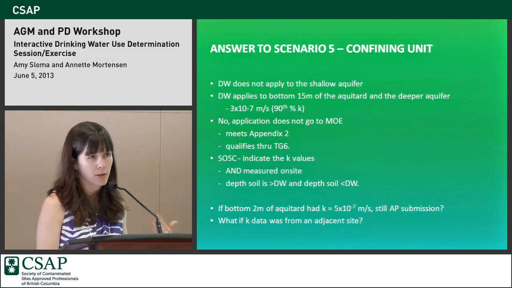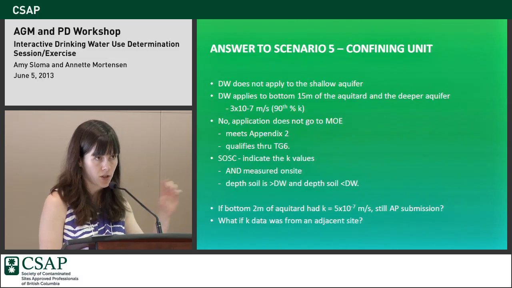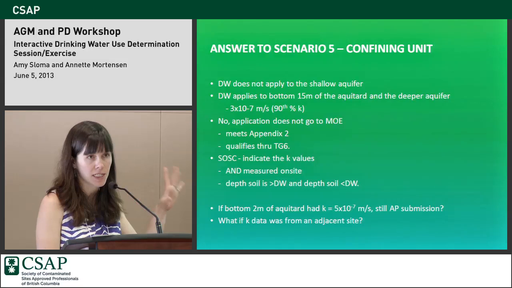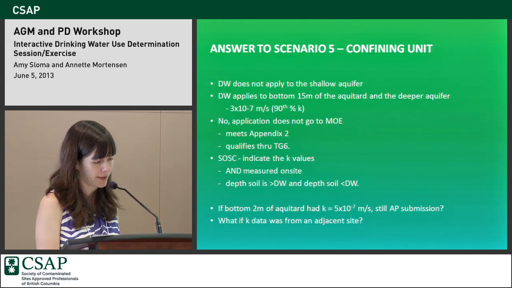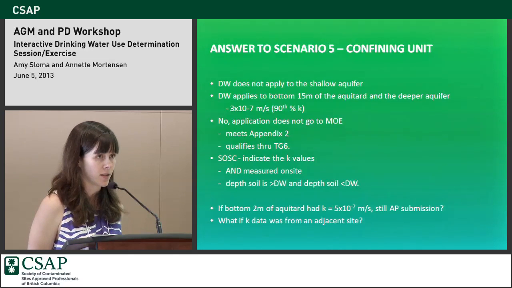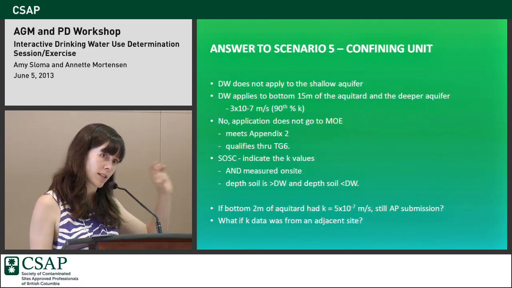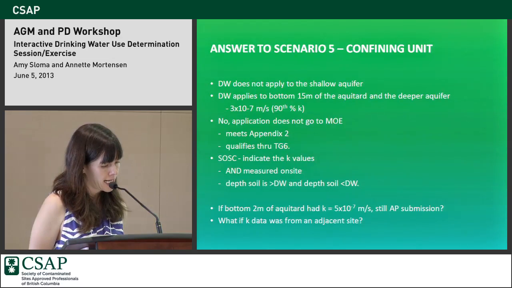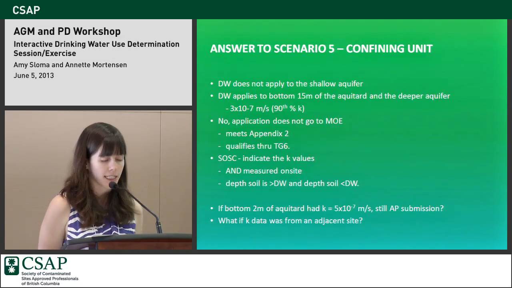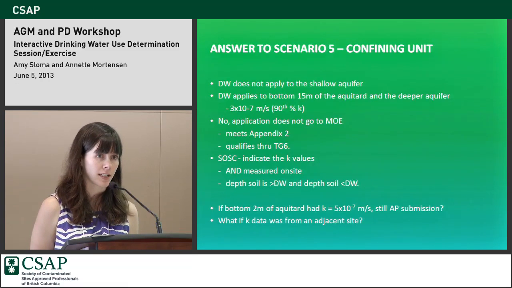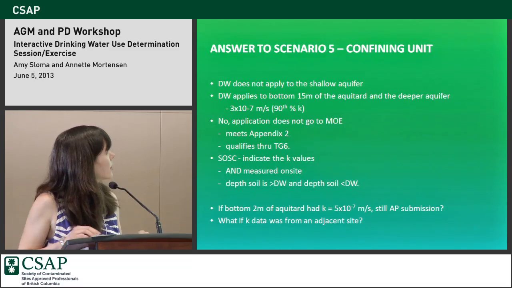It doesn't meet the equivalent thickness of 25 meters if you're just looking at those bottom 2 meters, but the 15 meters above are still considered clean. So in this instance, it could still be an AP submission as long as they can show that the contamination doesn't extend deeper than that 2 meters. However, if you were to take any type of your K data from an adjacent site, and you don't have any on-site data, then that application definitely needs to still come into the ministry.